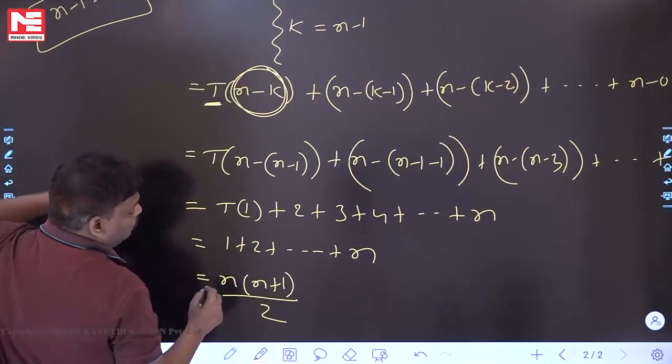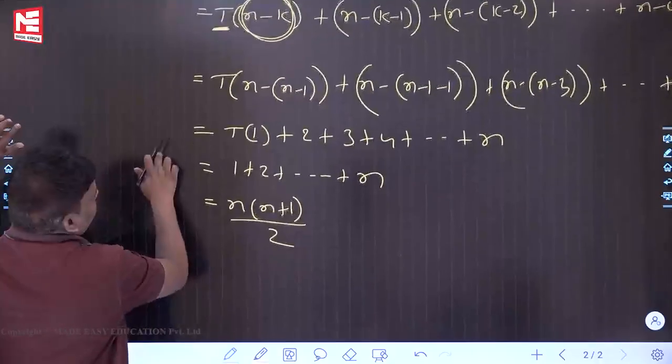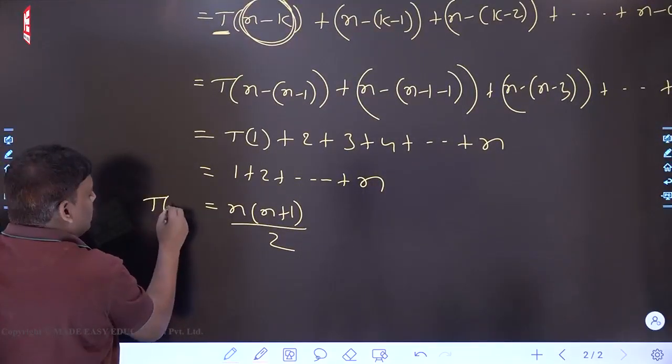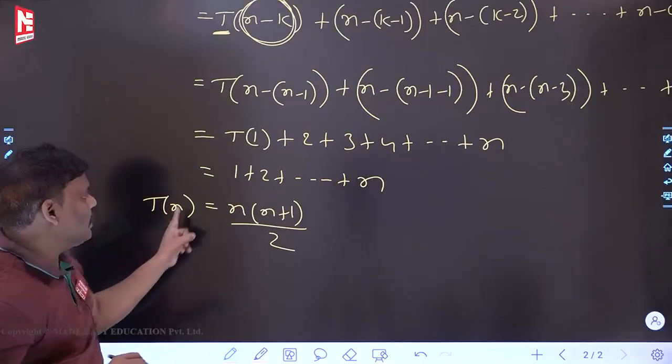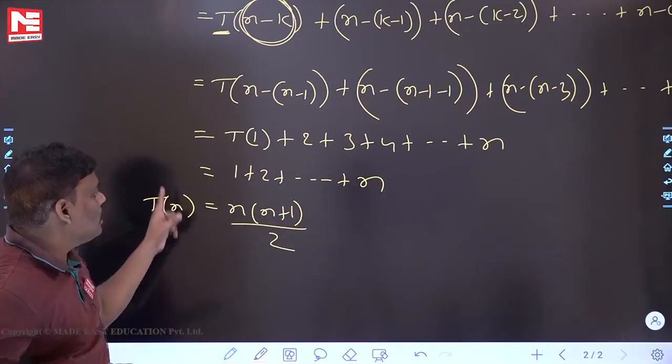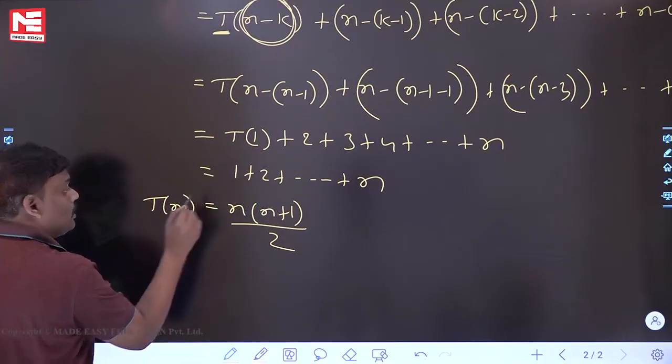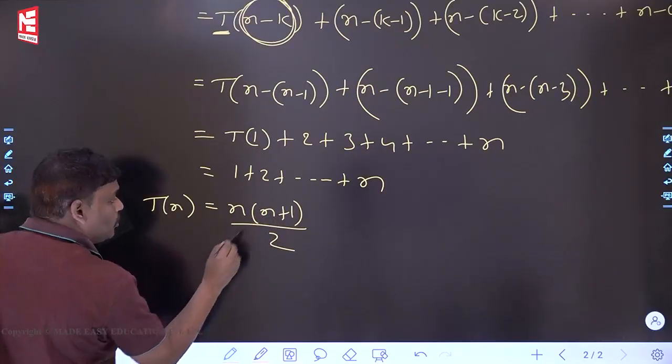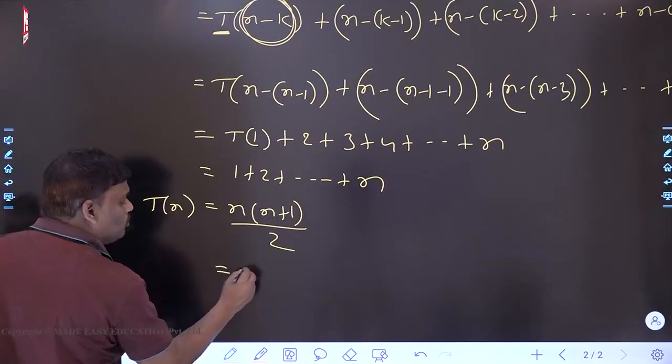So if you forget about the small thing, can you help me with one small line now? This is Tn. What is the Tn exact answer? Tn exact answer is this. Please be careful. Tn is this much. If this much, this can be written as big O of n square.